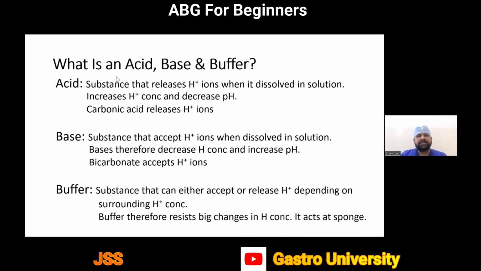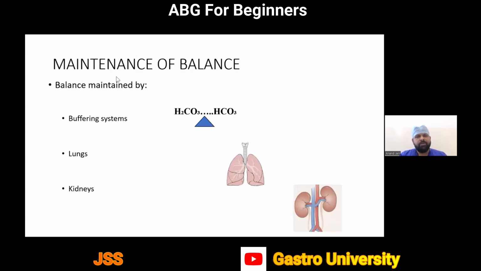What is a buffer? A buffer is a substance which can either accept or release hydrogen ion depending upon the surrounding hydrogen ion concentration. Thus, it resists big changes in hydrogen concentration, or you can say it acts as a sponge which absorbs whatever is given to it. So in our body, the various buffering systems are the blood buffers, the lungs, and the kidneys. For example, for lungs, if the pH has gone down, as in metabolic acidosis, to compensate it, what would lungs do? They will exhale out carbon dioxide to maintain a pH between the physiological pH of 7.35 to 7.45.